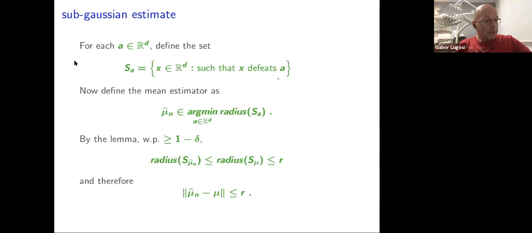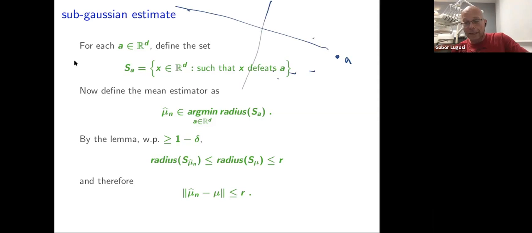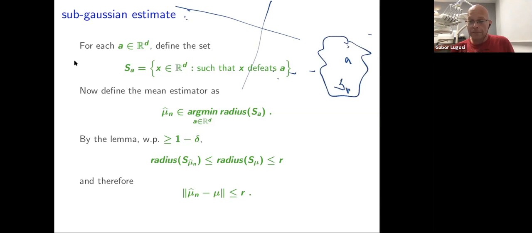Because if this is my point A, if I go far enough, then eventually all the points will be on this side of this hyperplane. So A will beat that point. If I look at the set of all those points that defeat A, that's going to be a strange set, but it's a bounded set. The radius of a set is just the farthest point in the set from this center point A, and now I will choose A to be the point that minimizes the radius.